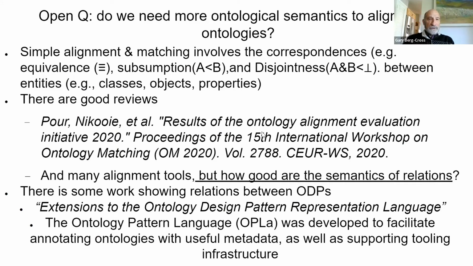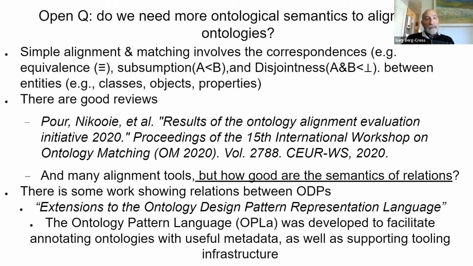So an open question: do we need more ontological semantics to align and relate ontologies? We have these very simple concepts for matching: equivalence, subsumption, and disjointedness. But there is a lot of work, and Asiyah mentioned a recent one that was at the ICPO session, I guess, on Sunday.